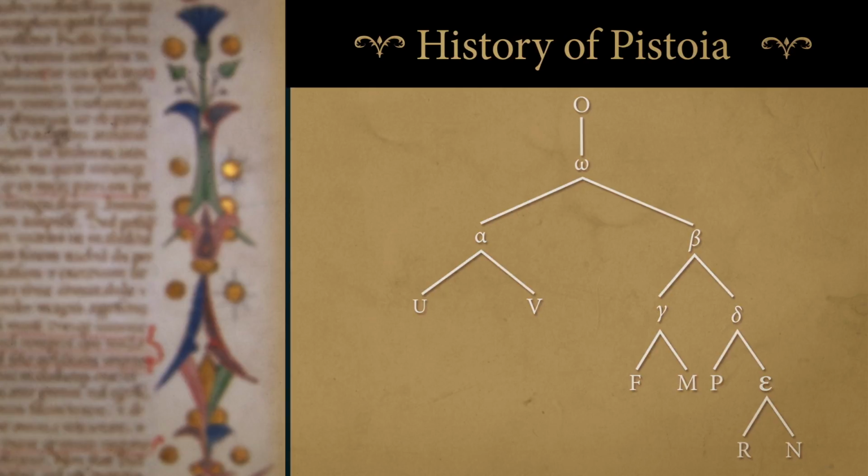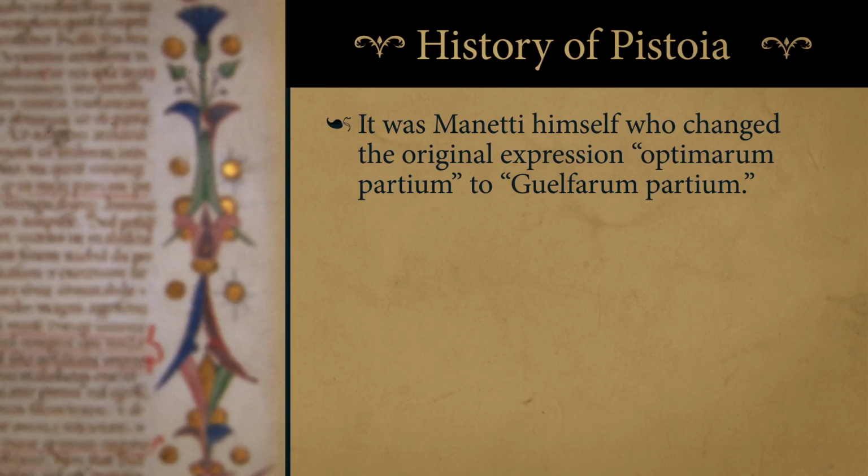It is thus legitimate to believe that it was Manetti himself who changed the original expression optimarum partium, that he borrowed from Bruni, to Guelpharum partium when he came across a manuscript, now lost, as such a codex interpositus, placed between what I called epsilon in the Stemma Codicum and its descendants, manuscripts R and N. Manetti thus took the opportunity to further remove his text from Bruni's model that he had followed in a hurry by modifying that formula according to his own taste.